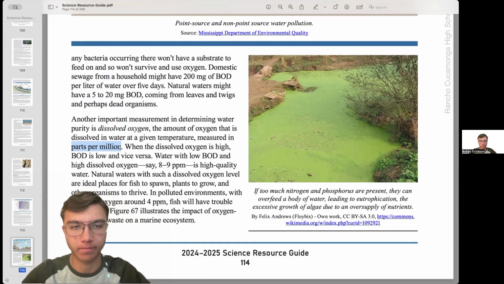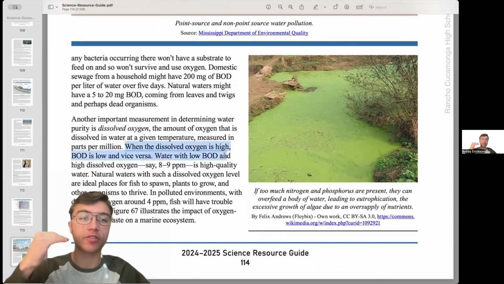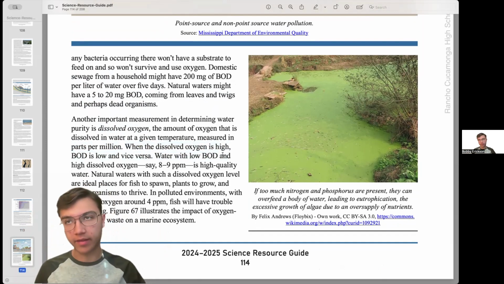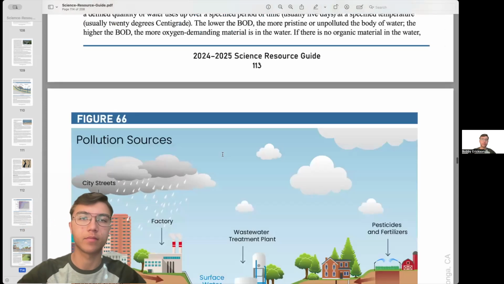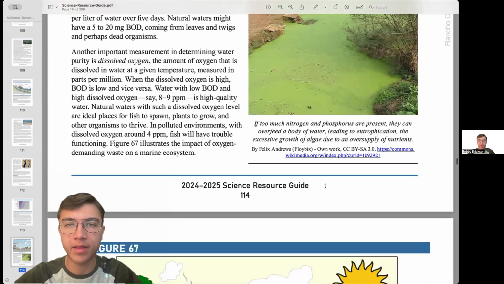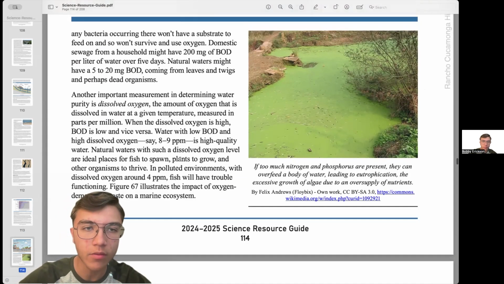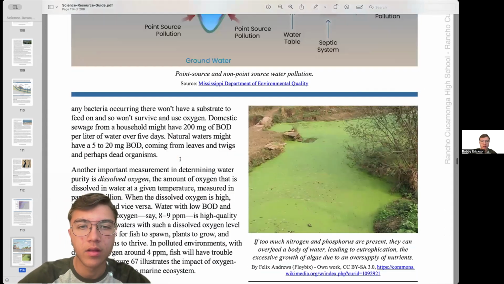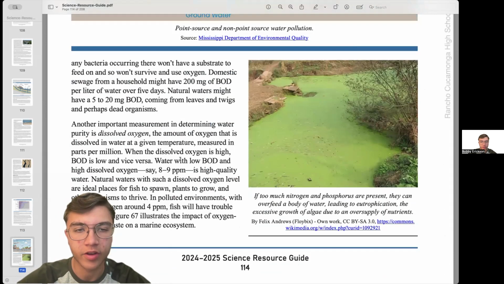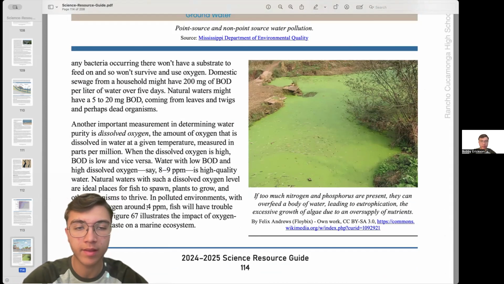And so, when dissolved oxygen is high, BOD is low, which makes sense because if we have our biochemical oxygen demand high, then that means less oxygen is going to be there because there's more demand for the oxygen. Versus if it's low, then that means the dissolved oxygen is high. Now, in high quality water, there's about 8 to 9 ppm, so almost 10, but not quite there. And then polluted environments has 4 ppm.